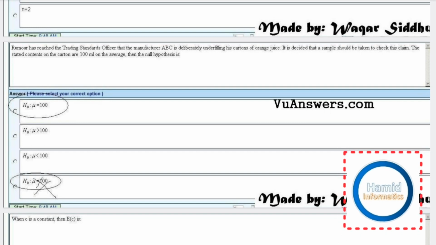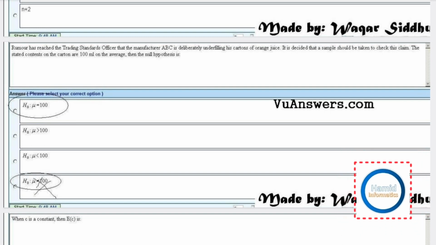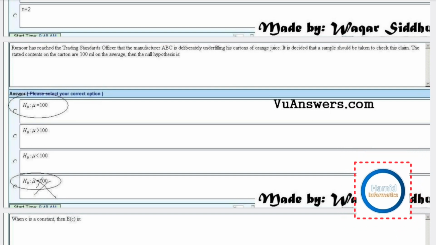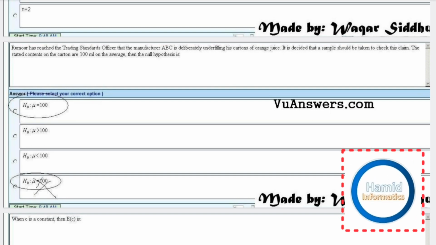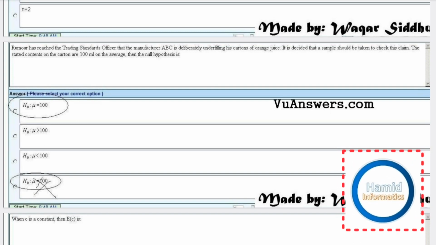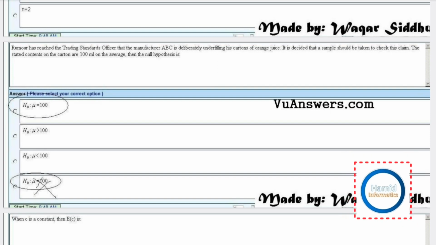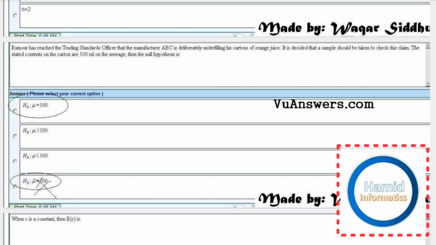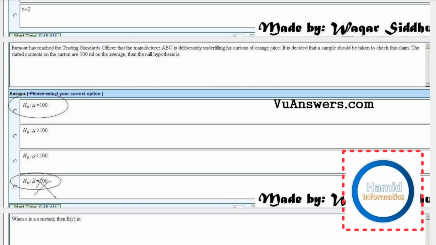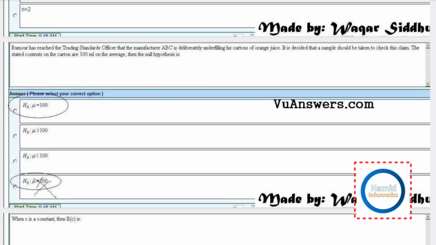Rumor has reached the trading standards officer that the manufacturer ABC is deliberately underfilling his cartons of orange juice. It is decided that a sample should be taken to check the claim. The stated contents on the carton are 100 ml on the average. Then the null hypothesis is H0: mu equal to 100.